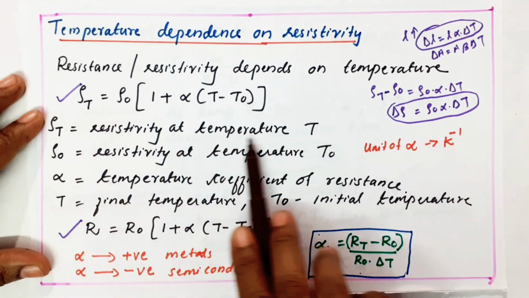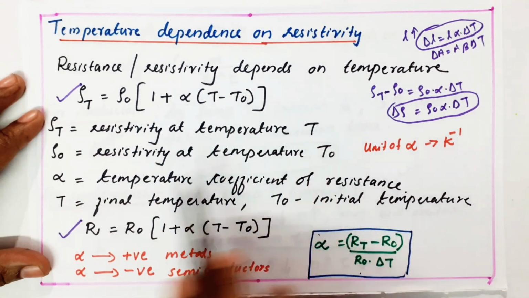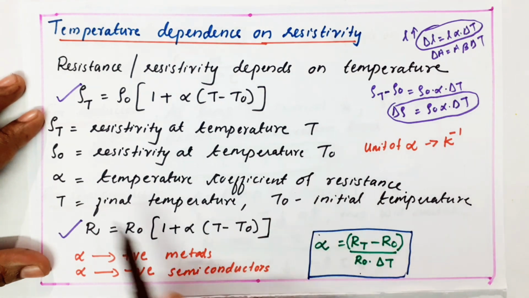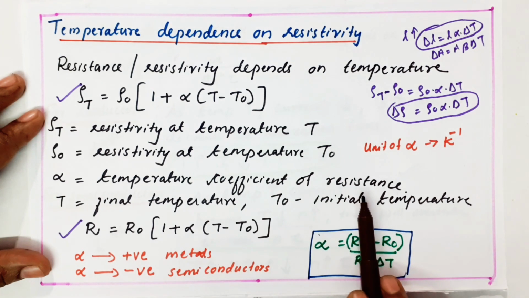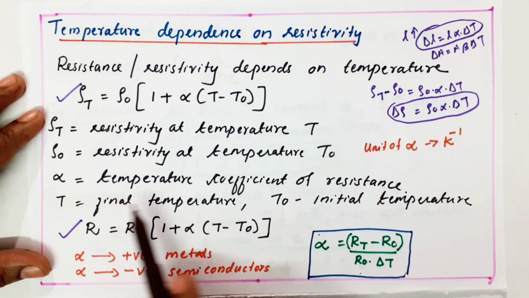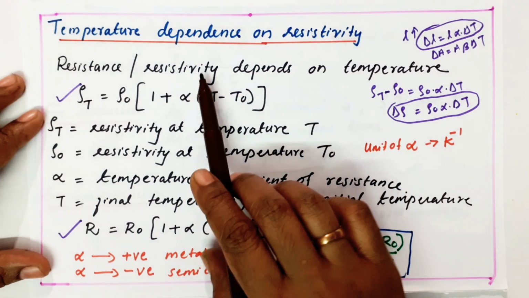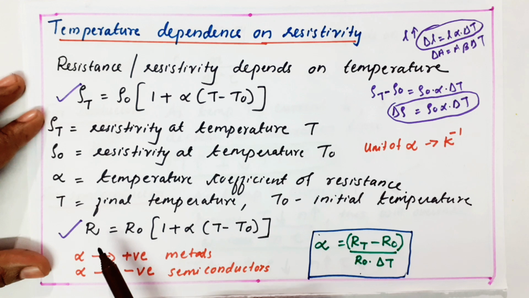Rho T means resistivity at temperature T. Rho naught means resistivity at temperature T naught. Alpha is called the temperature coefficient of resistance. T is the final temperature, T naught is the initial temperature. The same equation I can write in terms of R as R equals R naught into 1 plus alpha into T minus T naught, where alpha is positive for metals and alpha is negative for semiconductors.